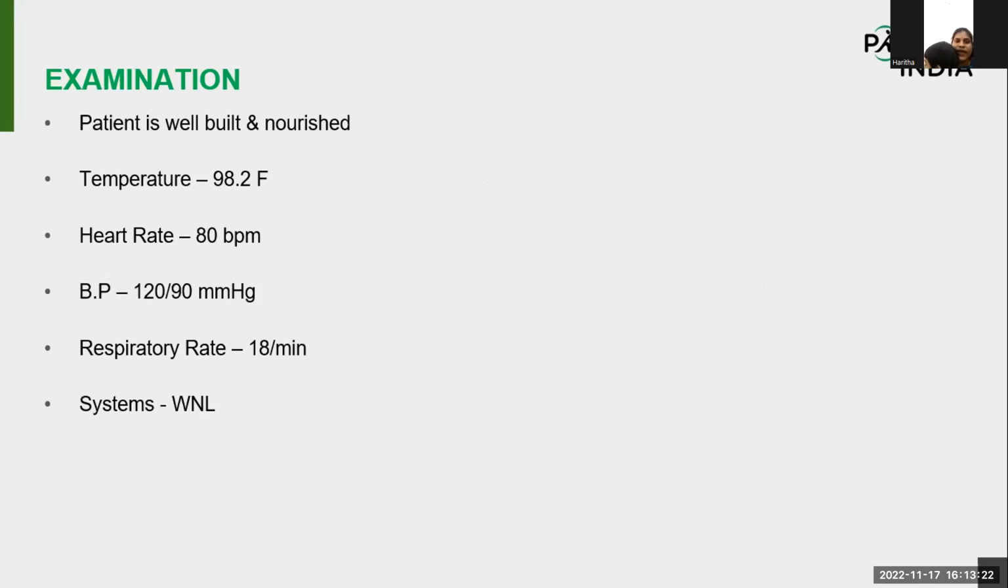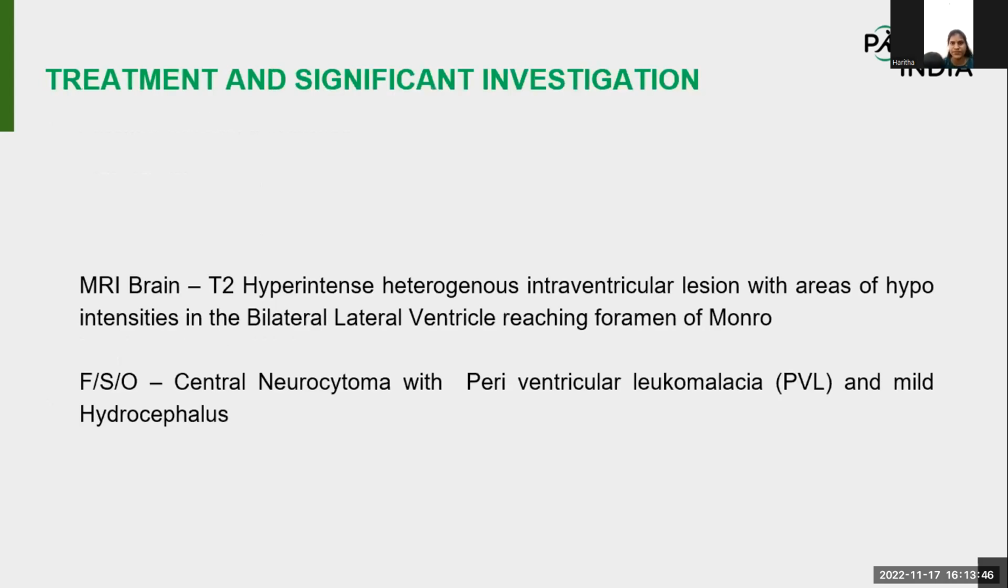And the patient went through these examinations. Patient well built and nourished, temperature was 98.2 Fahrenheit, heart rate is 80 beats per minute, BP 120 by 90 mm of Hg, then respiratory rate is 18 per minute. All systems are within normal limits.